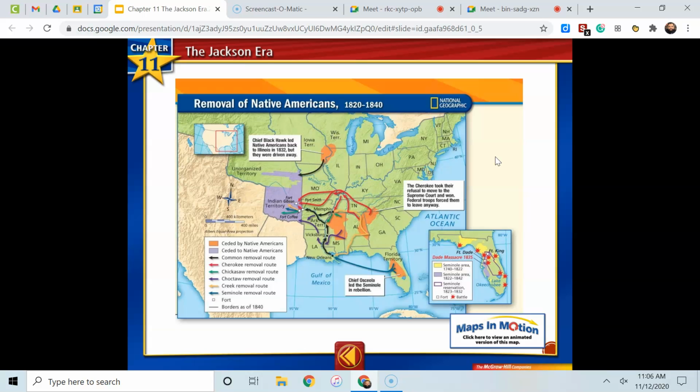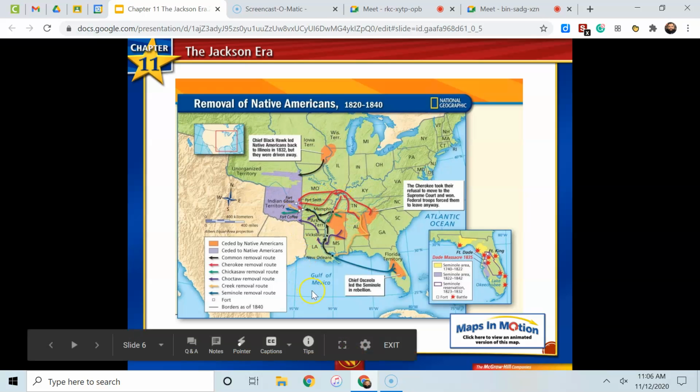Okay, we can look at the red here, which is again probably the one that we're probably more familiar with, the Trail of Tears for the Cherokee Nation, making their way across land through Georgia, partially through Alabama for some tribes, and again making their way towards Fort Gibson in Indian Territory, which is now, of course, Oklahoma.